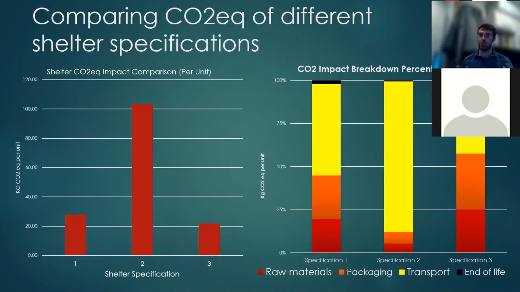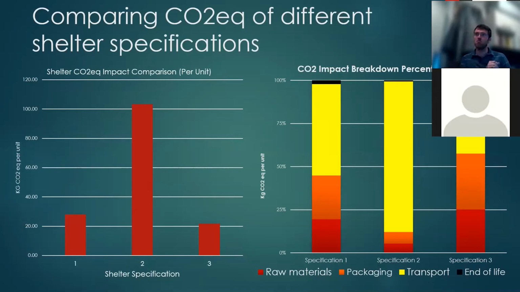And so this is an example of the sort of outputs that you will get from the tool. With the basic input of information that you have available in the spreadsheet, you'll get these kinds of outputs to help with deciding which shelter typology to go for. On the left, you can see a comparison of 3 different shelter types or shelter specifications.